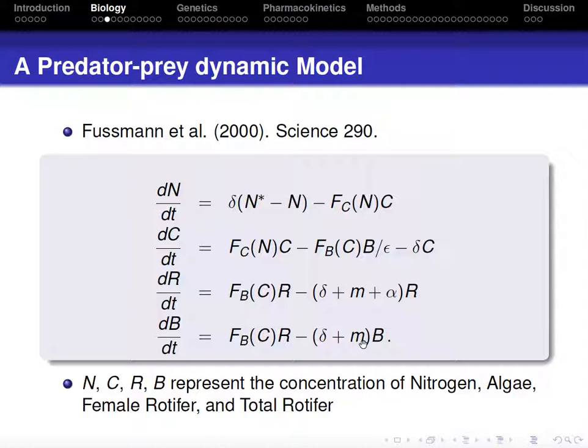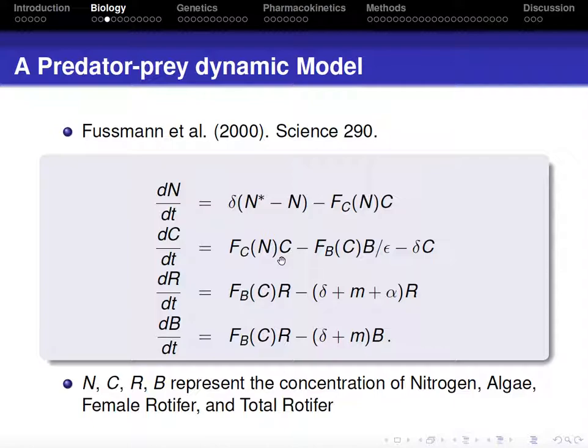You can see it's very easy to interpret these models. The change of B depends positively on the female rotifer term, and is also negatively related to the population of the rotifer, with the mortality rate M and the removal rate delta, right? Now let's look at this C here, the second term. This is the rate of change of the algae, right? You can see the rate of change of algae is proportional to C.